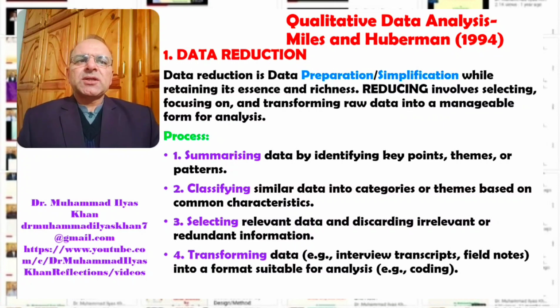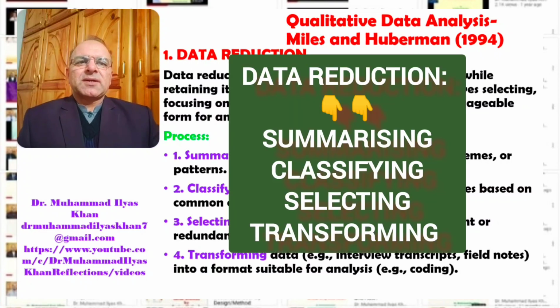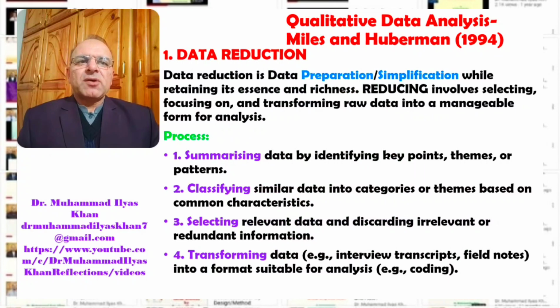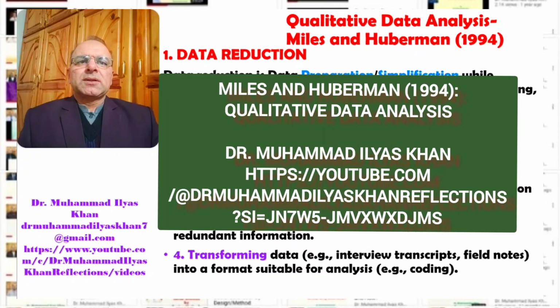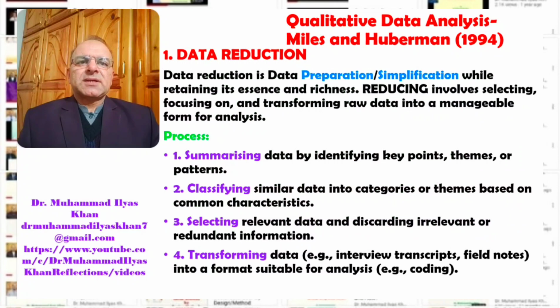This reduction generally involves the process of selecting chunks of data, focusing data, and transforming raw data, such as data in a text form, into manageable forms for further analysis. So before we actually do the systematic analysis, the proper analysis of the data, the first thing is that we need to prepare data for that analysis. And the reduction stage is an important stage towards that end.